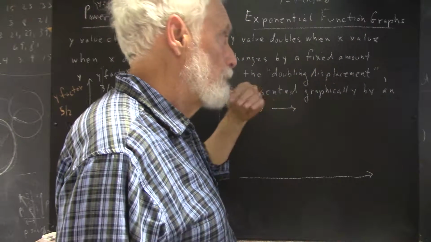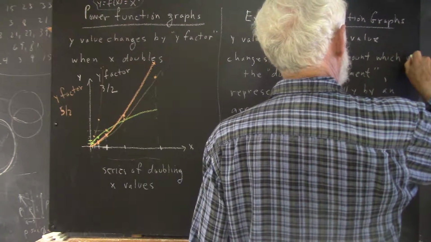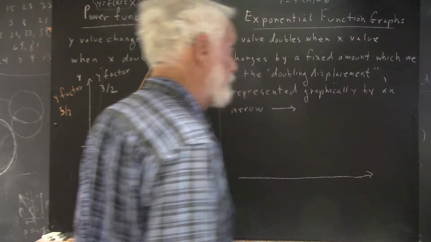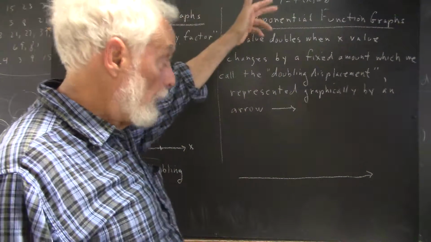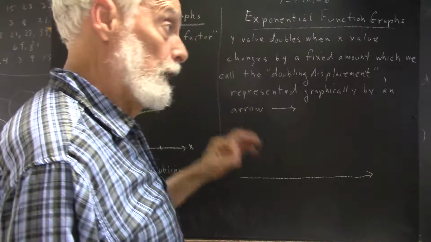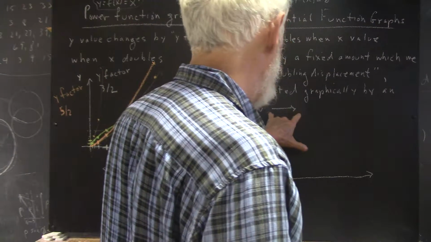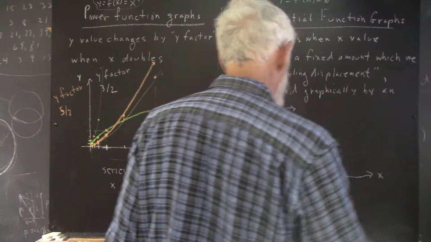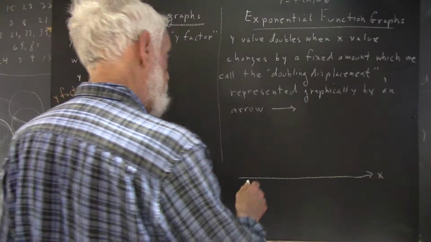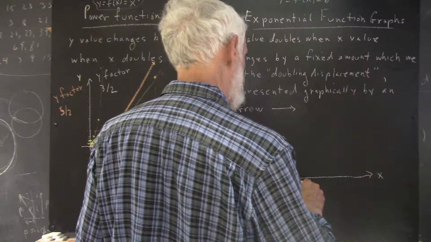We're going to call that the doubling displacement. Since the y value is doubling when x changes by this amount, it makes sense to call this the doubling displacement. That doubling displacement is represented graphically by an arrow. The arrow, if this is the x-axis, simply represents how far you have to go along the x-axis in order to double the y value. Every time x changes by this amount, the value of y is going to double.